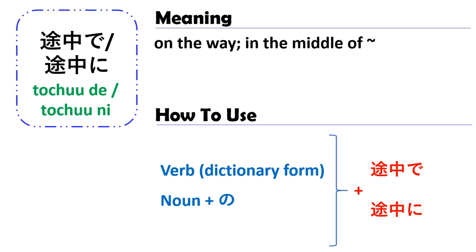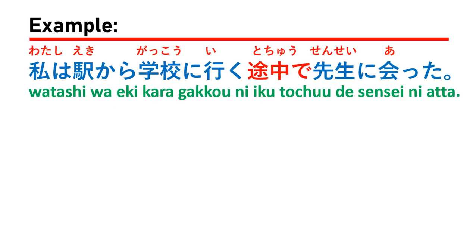And when they use tochu de or tochu ni, they use it when some situation or some case happens in the middle of the complete situation. You see here they say on the way, right, or in the middle of that or something. So now let's see some samples together.